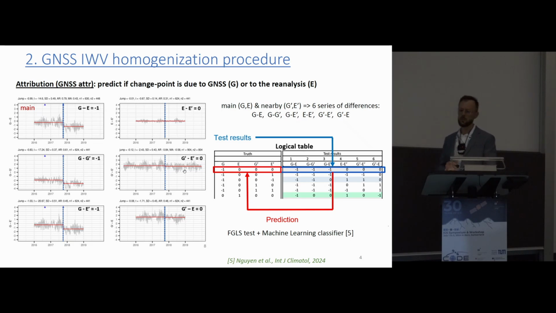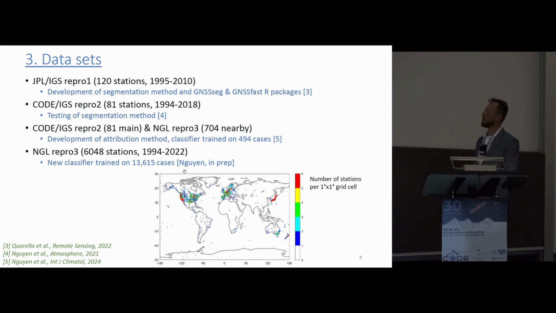And from the 6 test results, we go to the logical table. From the logical table, we can get back to what we call here the truth, which is the change attributed to one of the 4 series which we used in the test. So this is a prediction. Of course, the test may fail because in some series we have noise. So sometimes the 6 test results will not be in the table, and we need to use a probabilistic approach to make the prediction. So we use a machine learning classifier, which we trained on our data set.